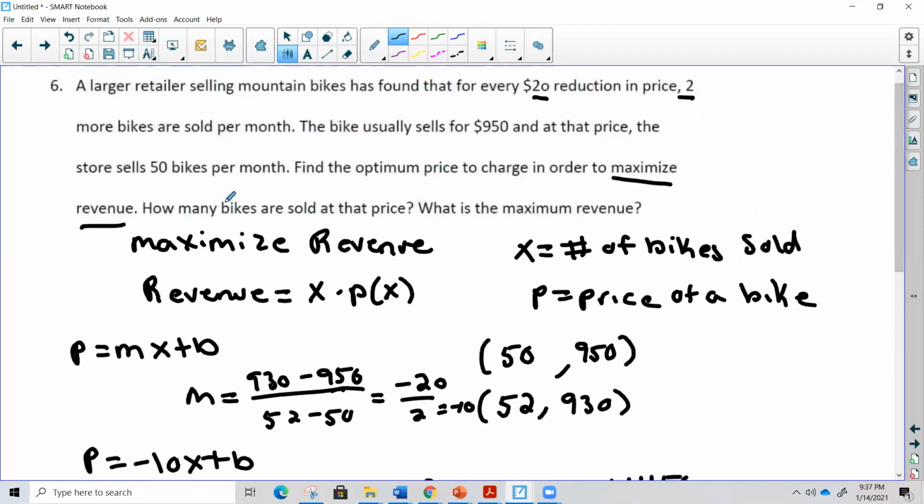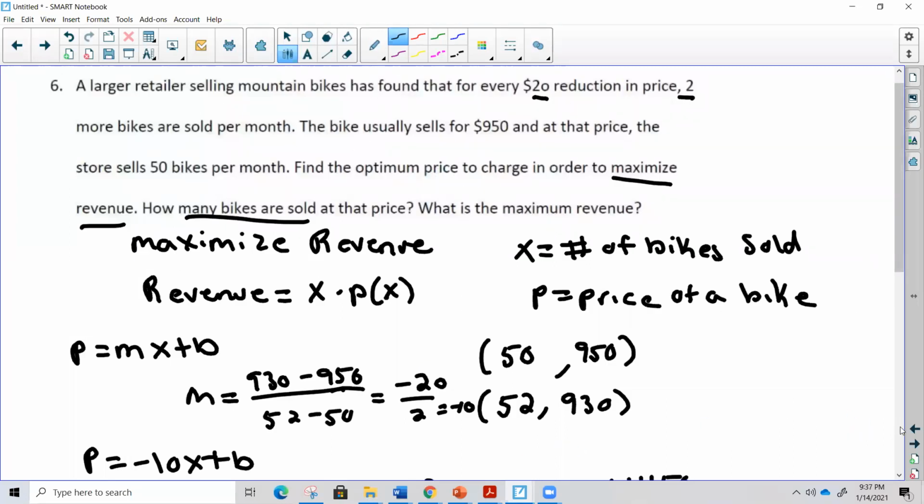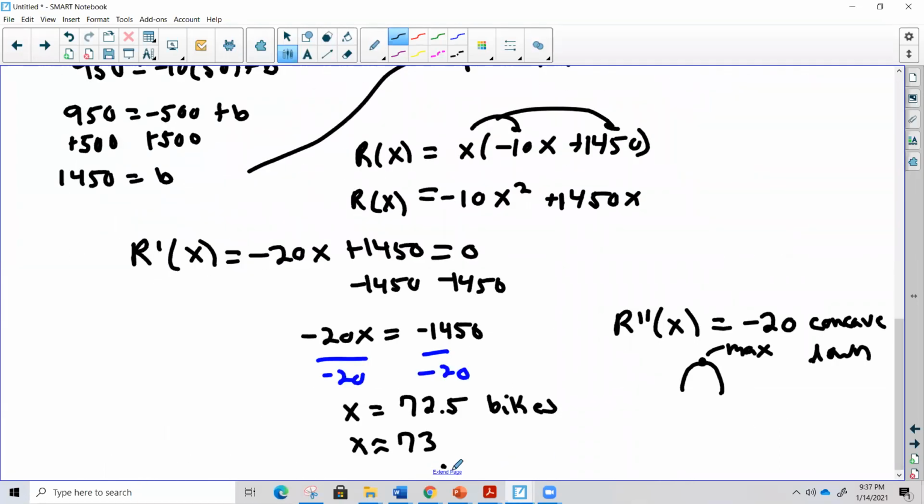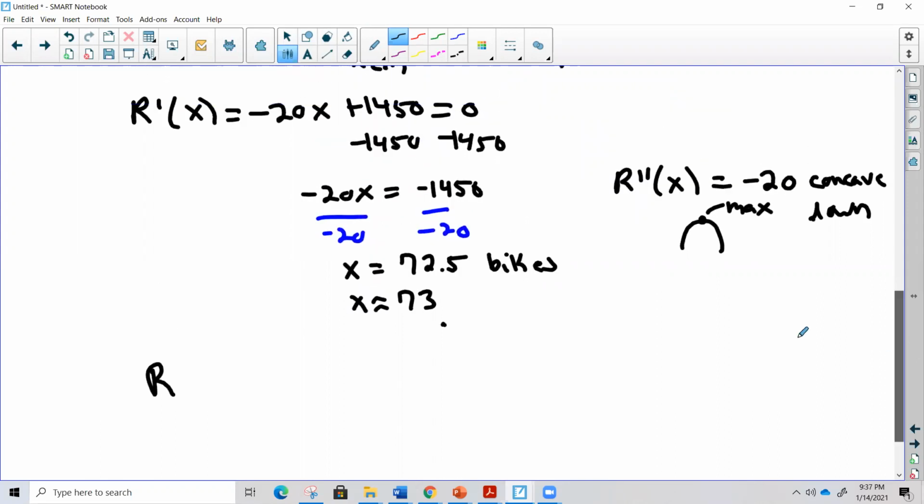But so we found how many bikes are sold, but it says find the optimum price, and it says what is the maximum revenue. So I need to find two things. I need to find P and I need to find R. Okay, so we have our R function right here. So I'll just do that now.